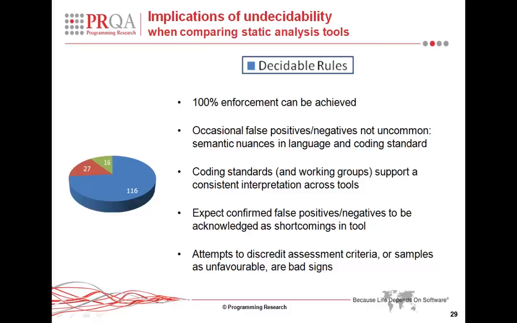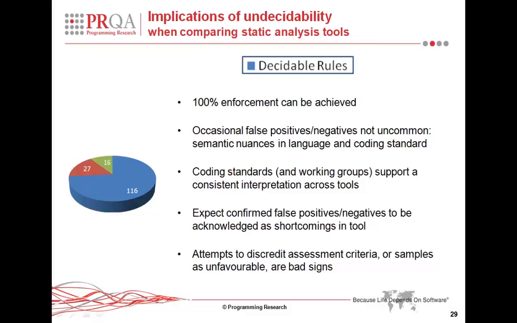So there are semantic nuances both in the underlying language and in the coding standards, and these semantic nuances can interact with each other and lead to possible misinterpretations. So occasional false positives and negatives are not uncommon. If a coding standard is used, then consistent interpretation across tools can be supported by the underlying working group. When a false positive or a false negative is confirmed, this should be acknowledged as a shortcoming of the tool.